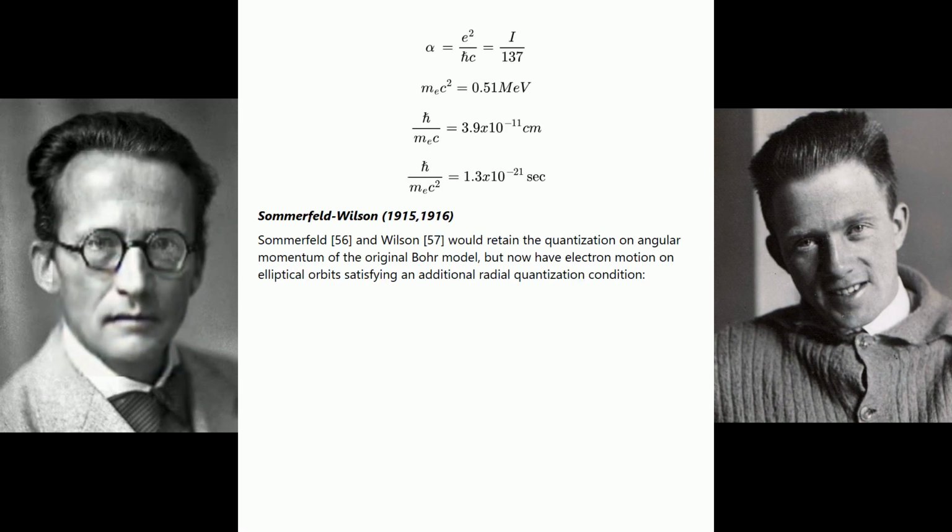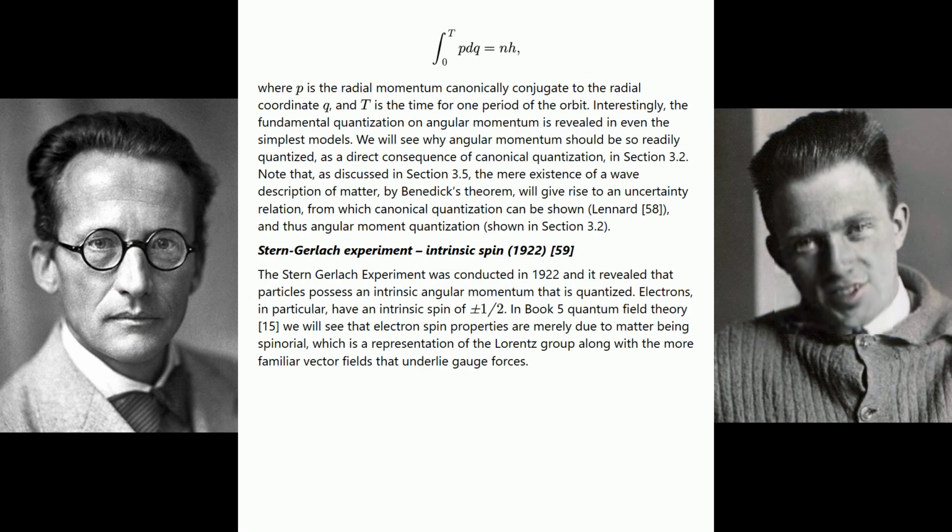Some important relations. See the equations. Sommerfeld-Wilson, 1915, 1916. Sommerfeld [56] and Wilson [57] would retain the quantization on angular momentum of the original Bohr model, but now have electron motion on elliptical orbits satisfying an additional radial quantization condition. See the next equation, where p is the radial momentum canonically conjugate to the radial coordinate q, and T is the time for one orbit.